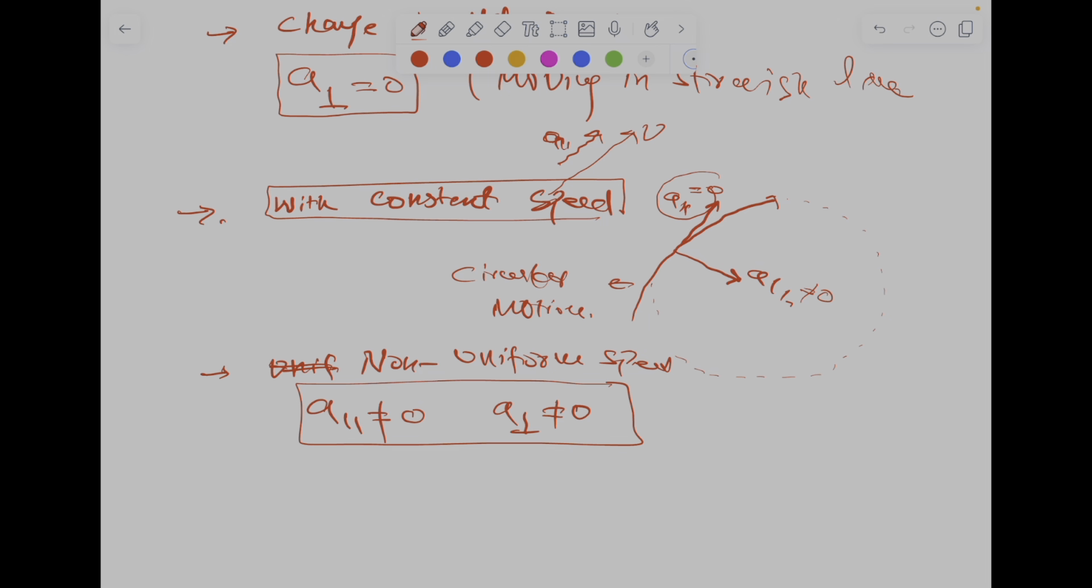So when the object moves with non-uniform speed, both components will not be 0. Then the motion is in non-uniform speed, and it can follow any kind of trajectory.